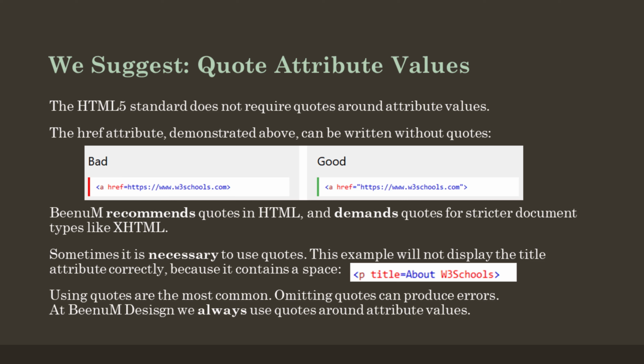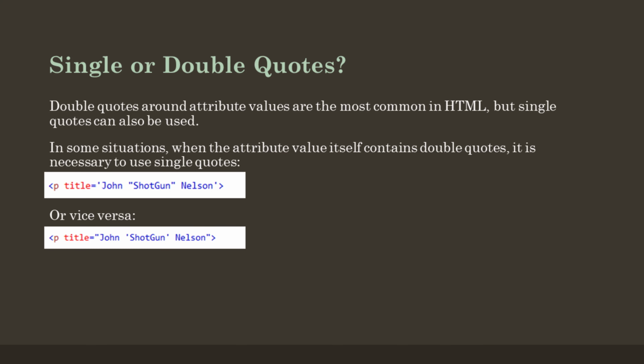Sometimes it is necessary to use quotes. This example will not display the title attribute correctly, because it contains a space. Using quotes is the most common. Omitting quotes can produce errors. At BNUM Design we always use quotes around attribute values. Single or double quotes.